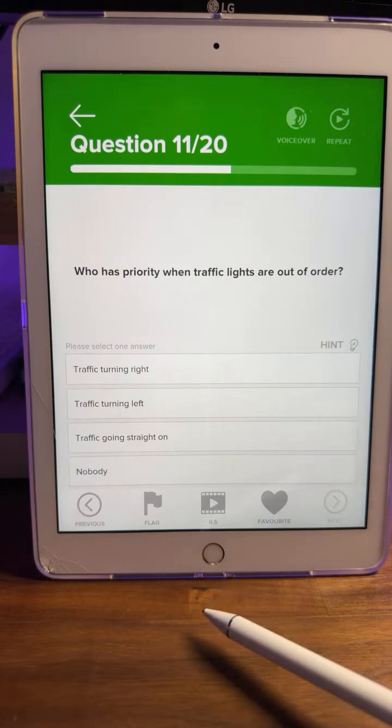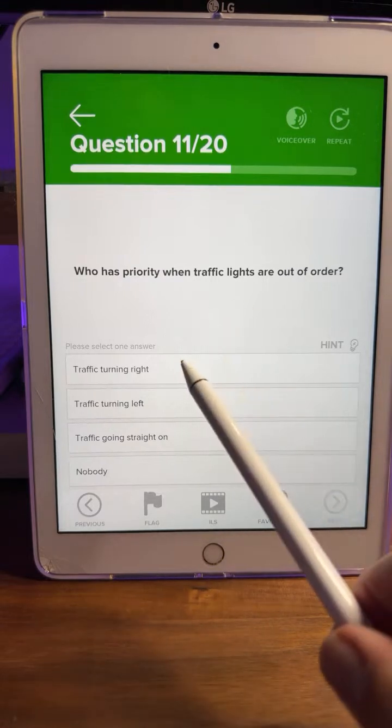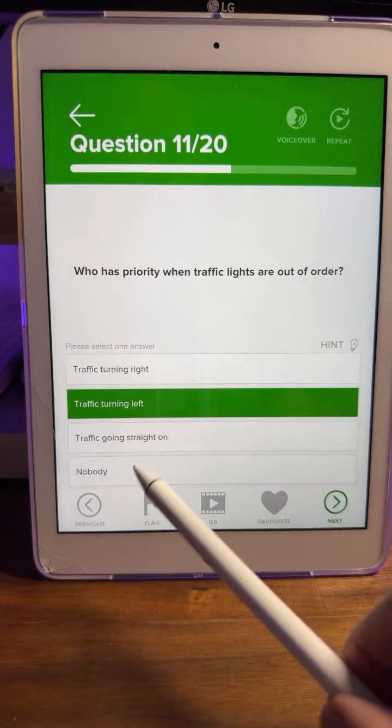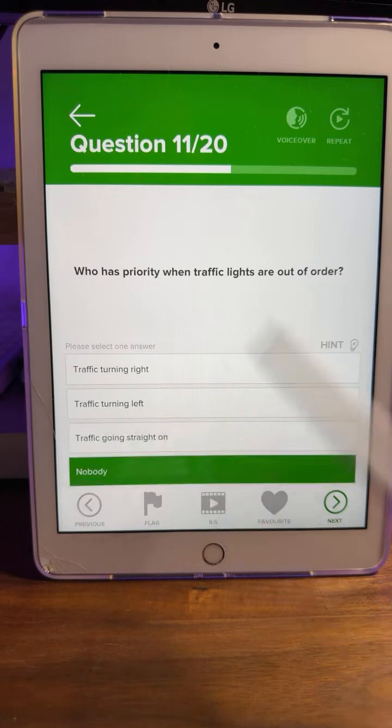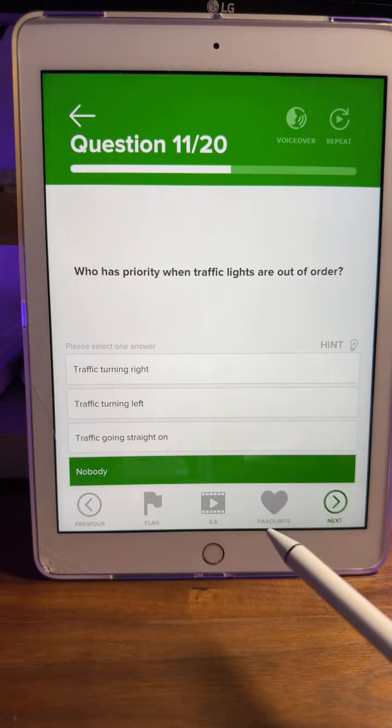Who has priority when traffic lights are out of order? Who has priority when any traffic lights are out of order? Is it traffic turning right, traffic turning left, traffic going straight on, or nobody? A, B, C, or D? Now I can see pretty much everybody saying D. Yeah, pretty much all of you are saying D.